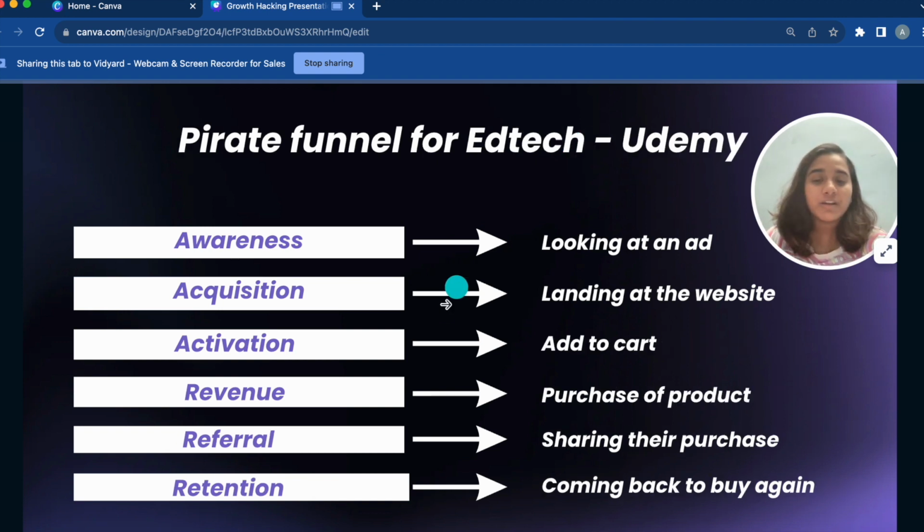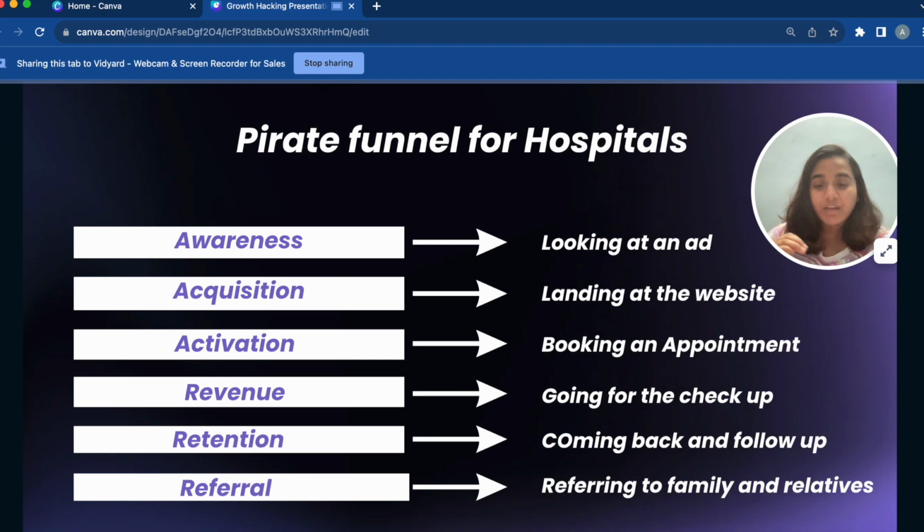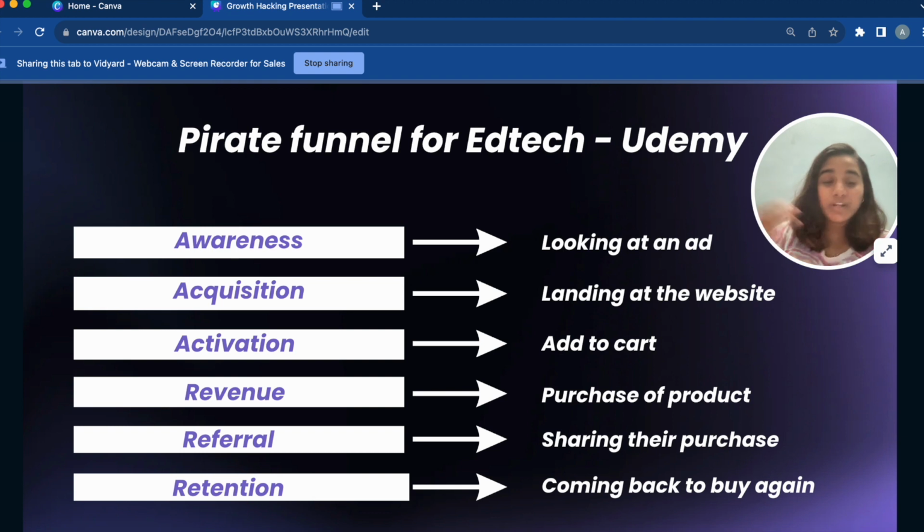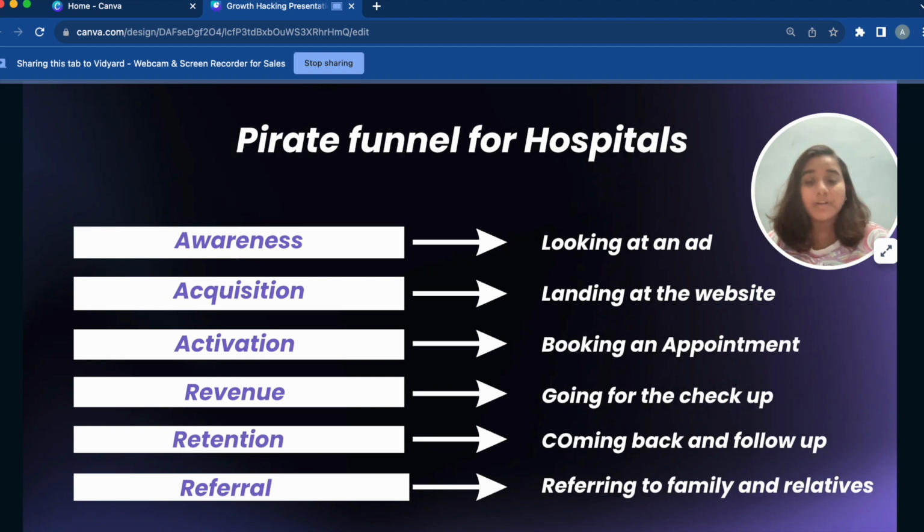I don't know if you noticed here. If you look at edtech, for example Udemy, that we took, after activation revenue happens, then referral happens, then retention. But when you look here, revenue happens first, then retention, then referral. So that's why I said it keeps changing from industry to industry.